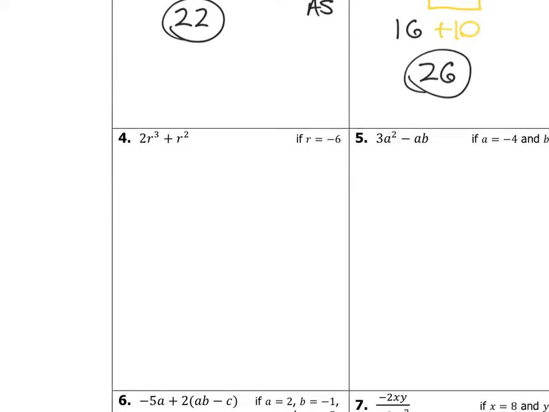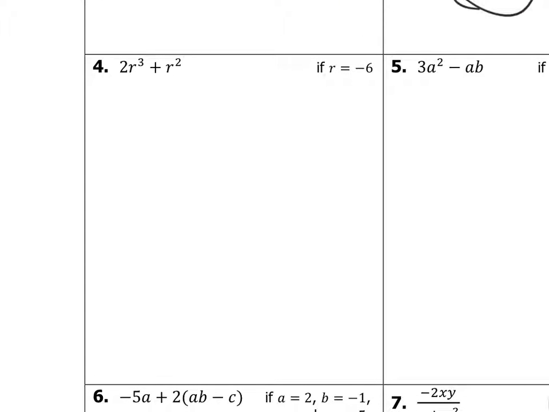Okay, number 4. I have the expression 2r cubed plus r squared, and it's telling me that r is equal to negative 6. So I'll rewrite the problem without the variables, but with parentheses in their place. And this time I'm plugging in the same number, negative 6, in two places, here and here. Again, I'll follow my order of operations. I'm going to start with exponents.